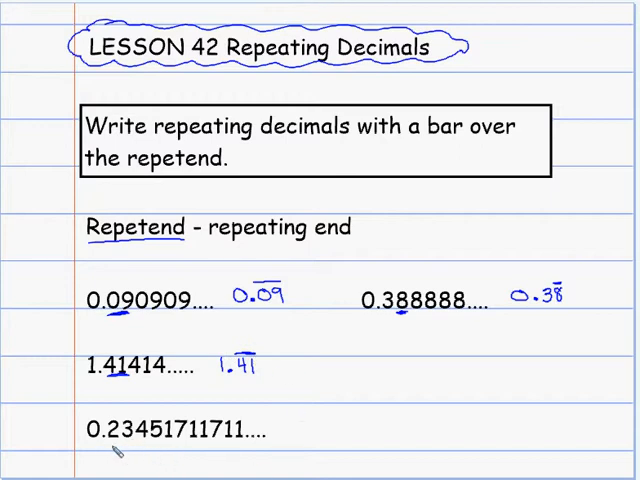Okay, this last one's a little longer. 0.234517171. Okay, so none of this repeats. 2, 3, 4, 5. And then I get 171, 171, 1. I'm going to hope that that's a 7 and a 1. So I'm going to say that 171 repeats. So you would write that. I'm going to put the 0, 2, 3, 4, 5. 171 with the repeating bar. And you're going to have to be careful to make sure that you get the right pattern established.